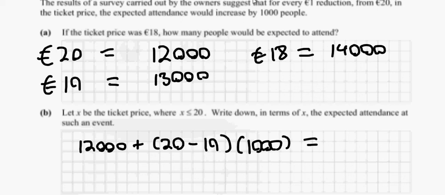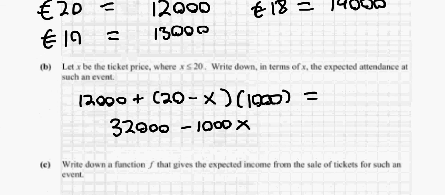And what about the next one? What happens if we did €18 tickets? 20 take away 18 is 2. 2 by 1,000 is 2,000. 12,000 plus 2,000 is 14,000. What can I replace in here instead? x. x is now your ticket price. Is that okay? If you multiply this out, which we will, we'll end up getting 20,000 plus 12,000, which is 32,000 minus 1,000x. Is that okay? So, next thing.